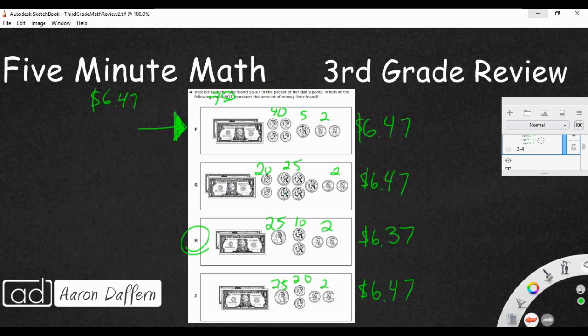Even if you missed this, you would have noticed that both F and G equal 647. And then once you realize that J equals 647, you would realize something is up. And the answer is the one that is incorrect. So that is the end of day 8.